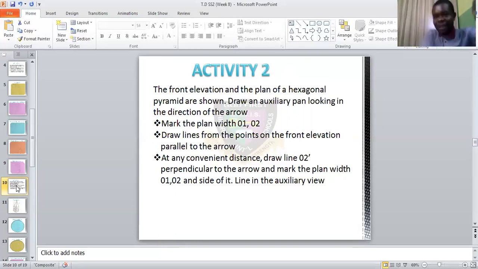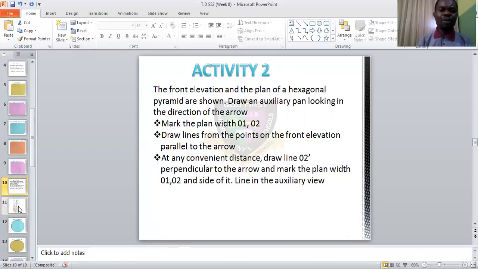In this case, we are going to take it to this side because you will see the arrow is pointing to this side. The first one, the arrow was pointing to this side. At a convenient distance, draw a line O to I. Then, perpendicular to the arrow, mark the plan width. That's what we have done before. That is O1, O2, and the side of it. Then the lines, whatever you get there, is the auxiliary view.